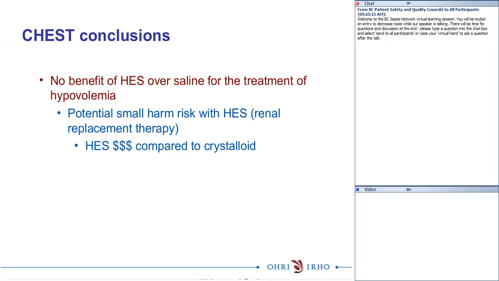So the CHEST conclusions really are that there's no benefit of starch over saline for the treatment of hypovolemia in the critically ill. There's a small potential harm risk with HES with regard to the requirement for renal replacement therapy. And because HES is so much more expensive compared to crystalloid, there's really not a good rationale or justification for using it for resuscitation in our critically ill patients.